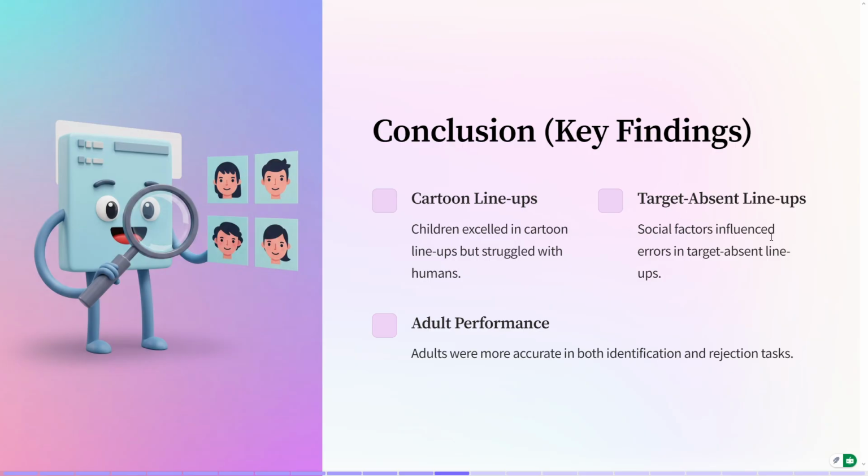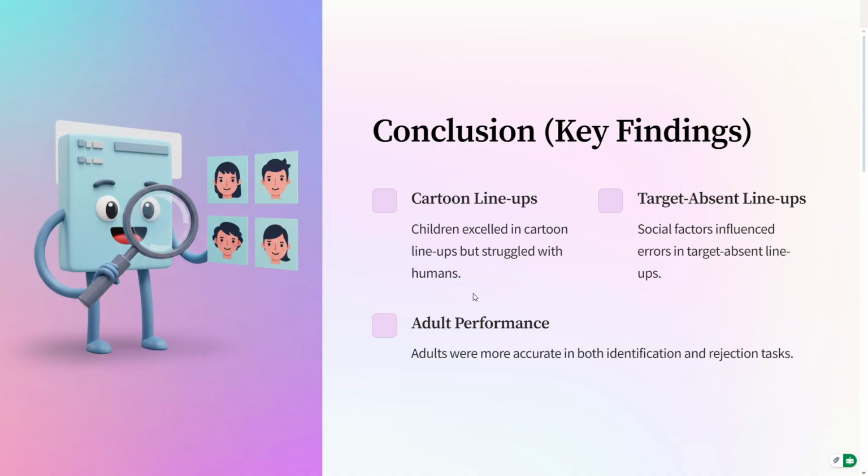The target absent lineup: social factors influence error in the target absent lineup. When the targets were not there, social factors affected the children, like pressure just to select something. They were supposed to reject, to say the culprit was not there, but they had been told to select the culprit. However, they were also told that if the culprit is not there, they should point at a silhouette box at the side. Once they point at that box, it means they are saying the culprit is not there. Even so, the children still felt they were pointing at innocent people.